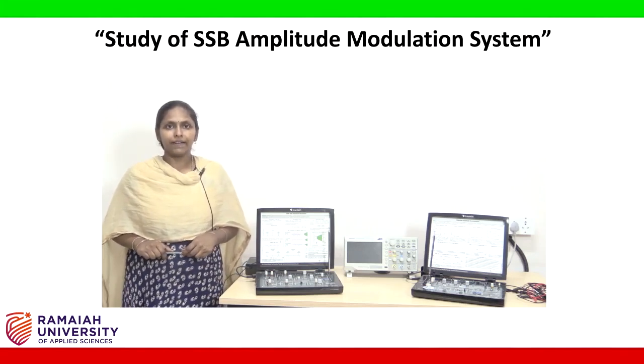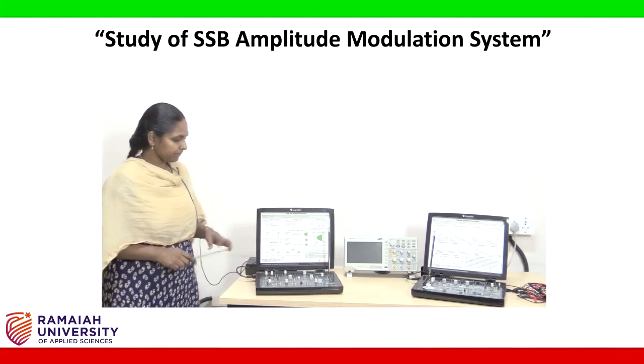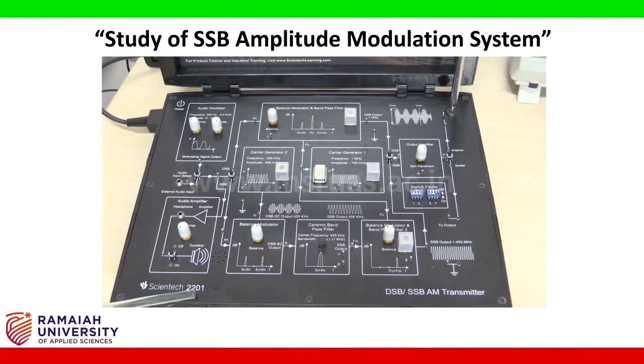The apparatus required for this experiment are: this is Scientech 2201 AM transmitter board. It supports double sideband and single sideband modulations, amplitude modulations. In this experiment, we will use this kit for single sideband, that is SSB modulation, and also for DSB-SC modulation, double sideband suppressed carrier modulation.